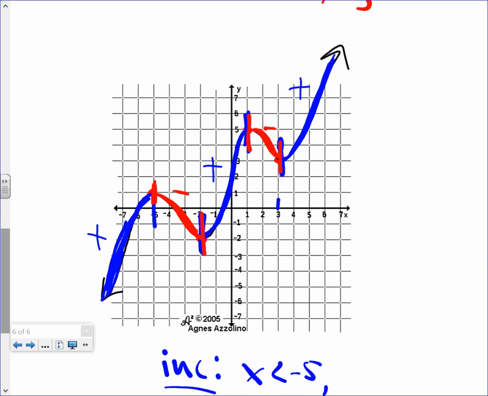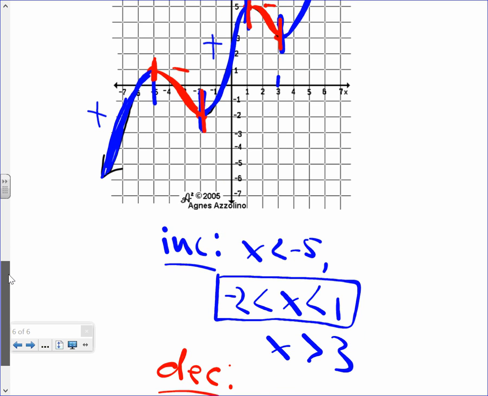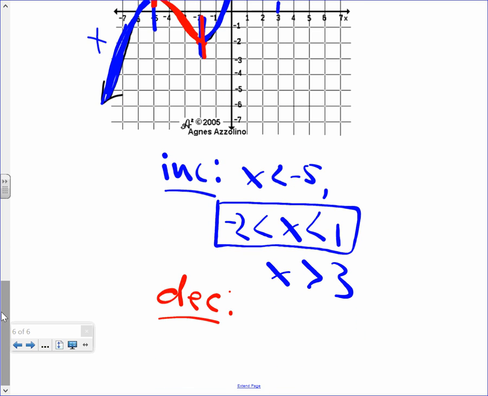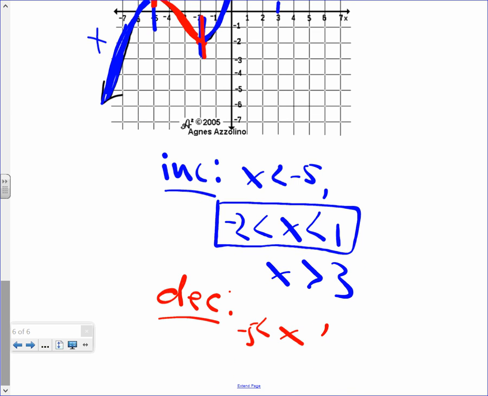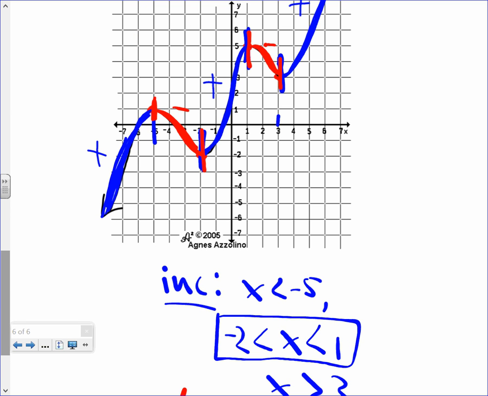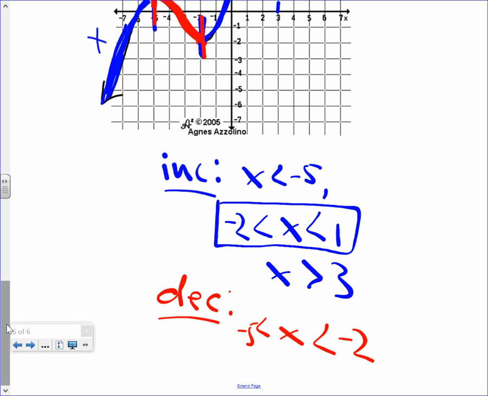Let's do it. Give it to me, Kasha. Greater than negative 5 and less than negative 2. Beautiful. There's a first interval. So that's this part. Greater than negative 5 but less than negative 2 describes all the x values of this decreased area.